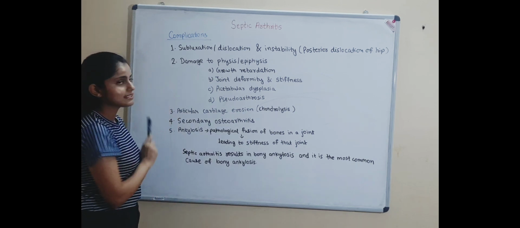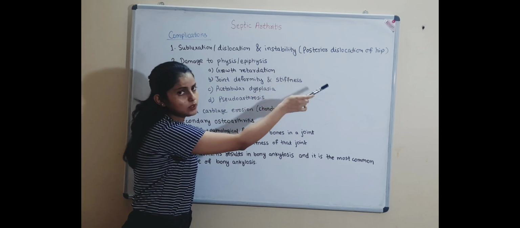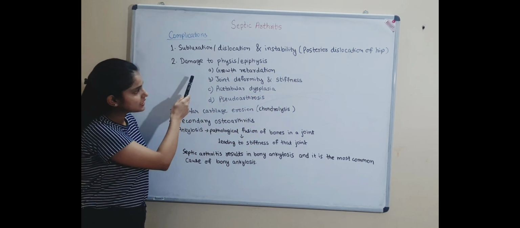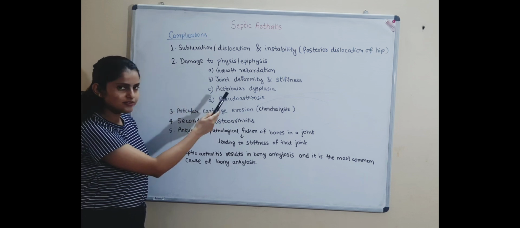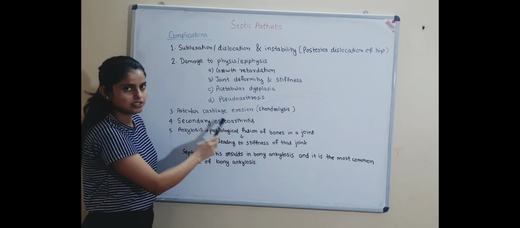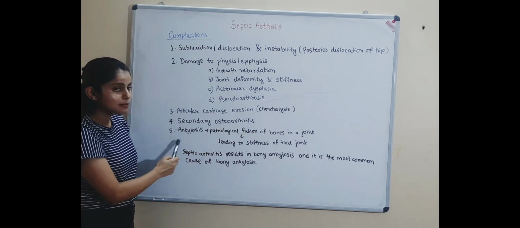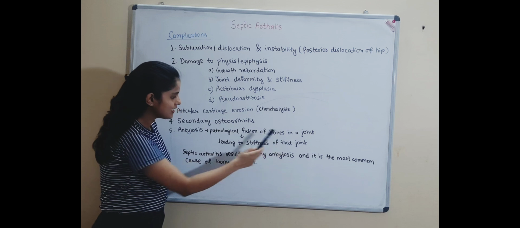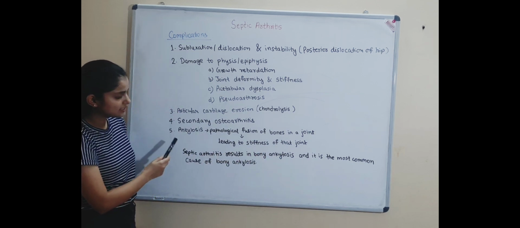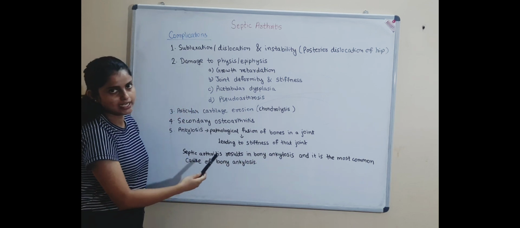The complications can be subluxation, dislocation and instability, which is the posterior dislocation of the hip, damage to the physis and epiphysis, which can lead to growth retardation, joint deformity and stiffness, acetabular dysplasia and pseudoarthrosis, articular cartilage erosion, chondrolysis, secondary osteoarthritis and ankylosis, which is the pathological fusion of the bones in a joint, which leads to stiffness of that joint. Septic arthritis results in bony ankylosis, and it is the most common cause of bony ankylosis.